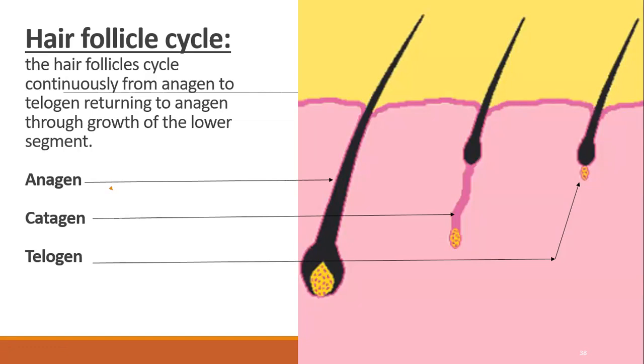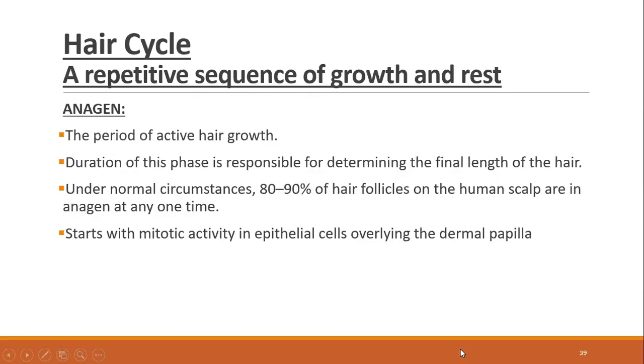in the hair cycle. The first is the anagen hair, which are the normal terminal hairs. Then the second is the catagen hair, and the last is the telogen hair. So there is a gradual transition from anagen to catagen to telogen, and again the cycle repeats. The telogen hair regenerates into anagen hairs. Hair cycle is a repetitive sequence of growth and rest.